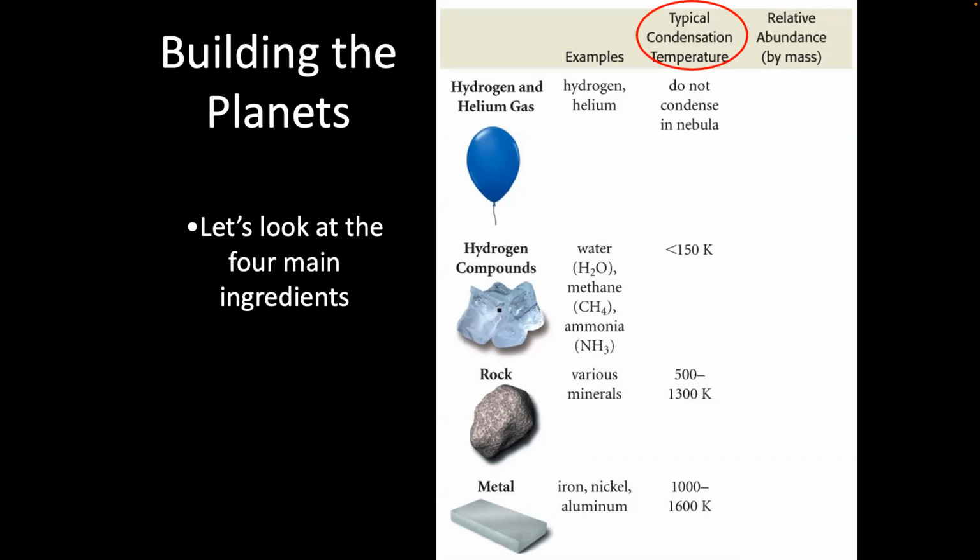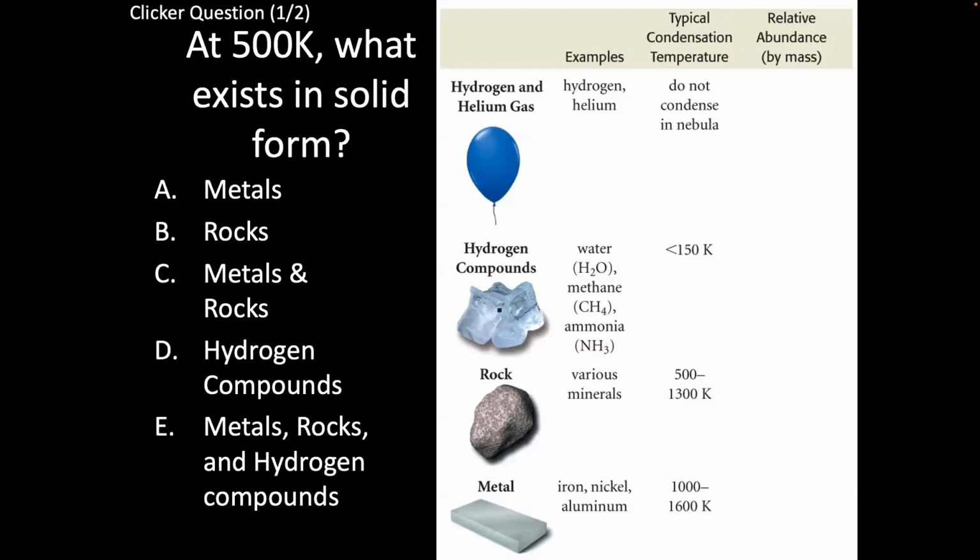Wait. Okay, here's a question. Everyone's paying attention, right? I broke it down really well and everyone understood it perfectly. So at 500 degrees, what exists in solid form in the disk? A, metals. B, rocks. C, metals and rocks. D, hydrogen compounds. E, metals, rocks, and hydrogen compounds.